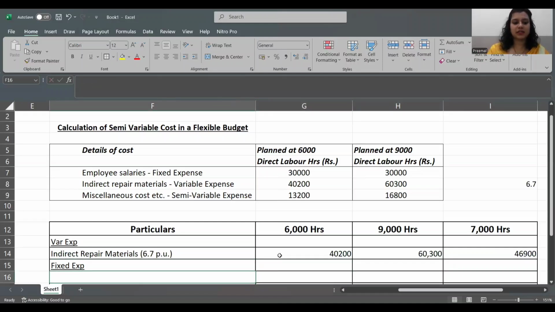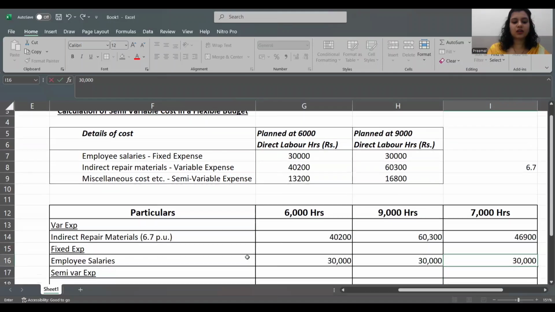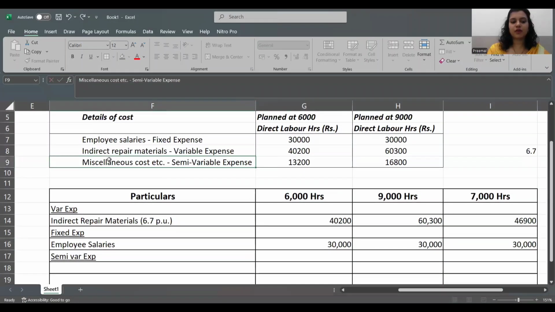Moving on to the fixed expense. For fixed expense, we know the amount remains the same irrespective of the units or hours of production. My fixed expense over here is employee salaries, and it's going to be 30,000 in all my columns. The amount remains the same. Now, moving on to our semi-variable expense. We found out that miscellaneous cost is a semi-variable expense.